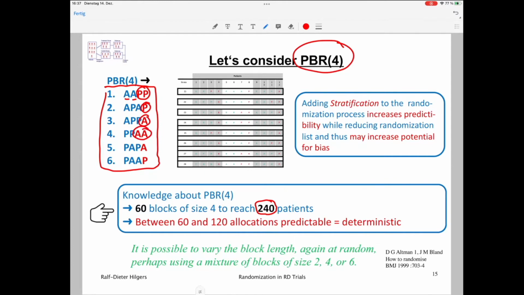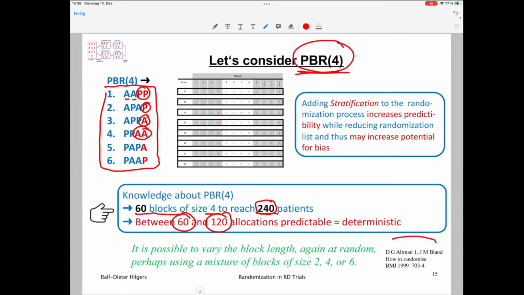Well, there could be 1 or 2 deterministic allocations. If you know what is going on in the trial, and you have an idea what is allocated up to a particular point, you know from the permuted block randomization of block size 4, you have 60 blocks of size 4 to reach the 240 patients, making 60 to 120 allocations which are deterministic. Any deterministic allocation you know in advance, you could select a more favorable patient, and that introduces bias. That's a remarkable amount of patients which may show a deterministic allocation.